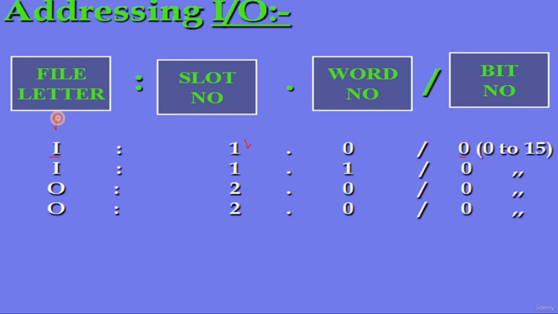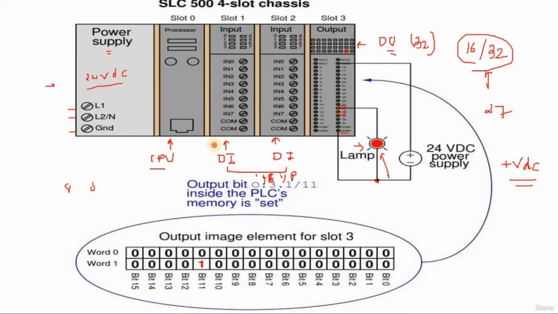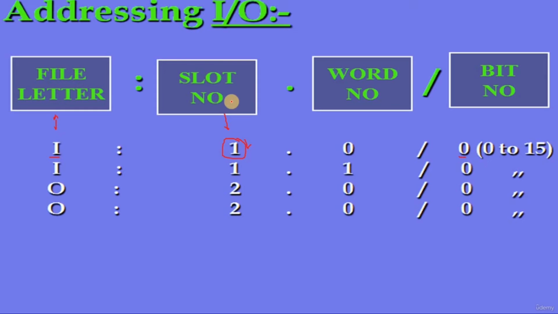What is the meaning of I? I is nothing but the input, or we can say the file letter. The next number is the slot number. In slot number 1 we have inserted the digital input card, that's why 1 is coming here. Then the next 0 is the word number, word 0. As we know, in Allen Bradley PLC we cannot start anything with 1, that is the reason we have to start with 0.